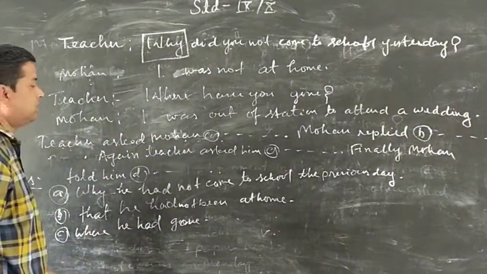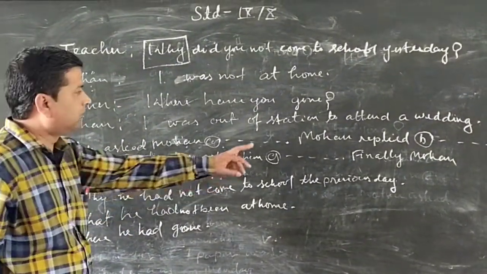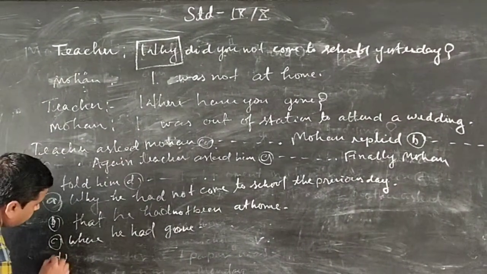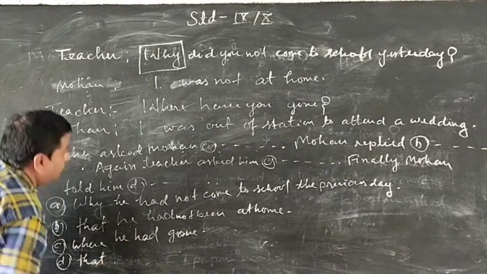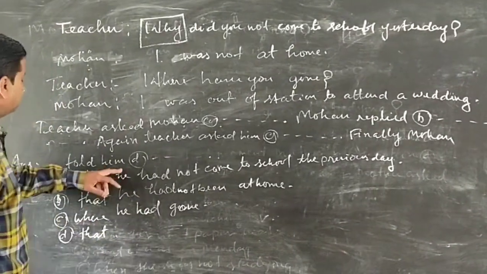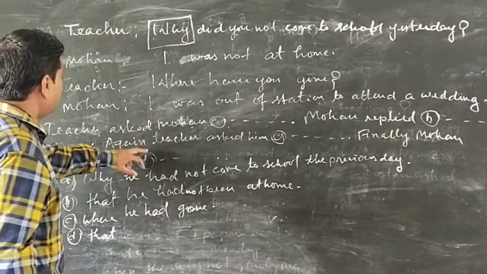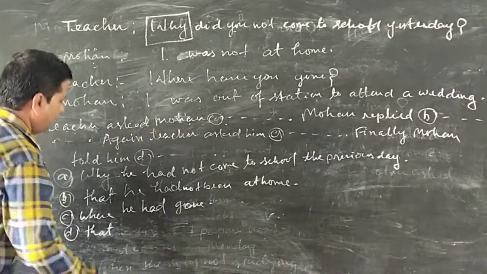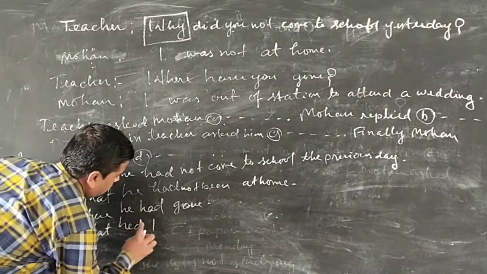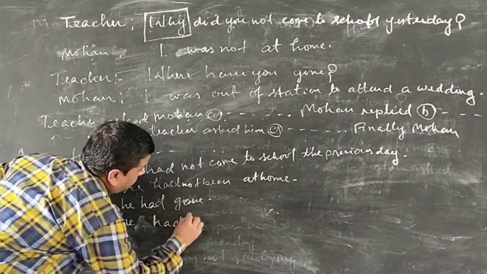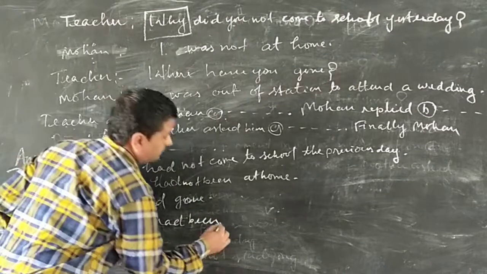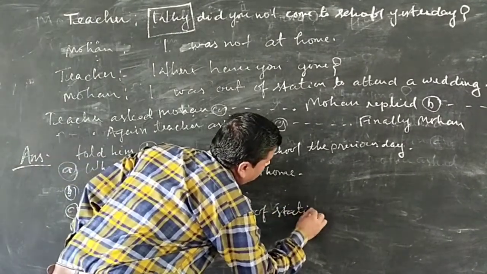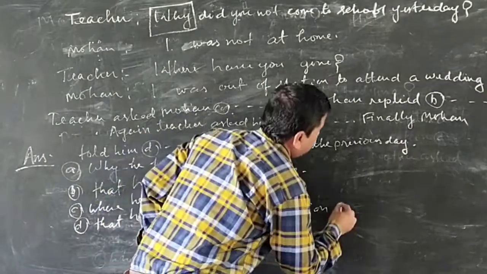Your last one is: finally Mohan told him. Here you have to write only the connector that. After that, I will change into he, so it becomes: he had been out of station to attend the wedding.